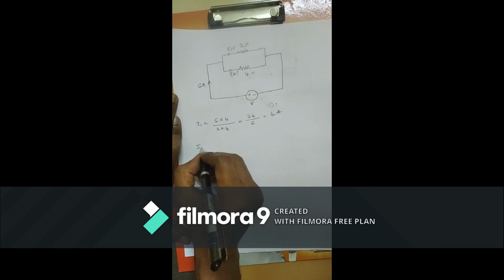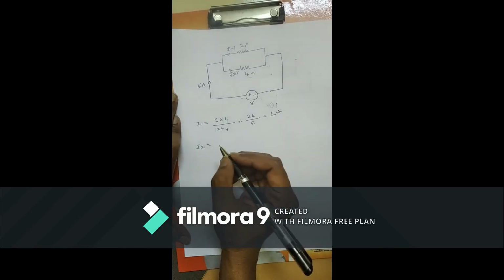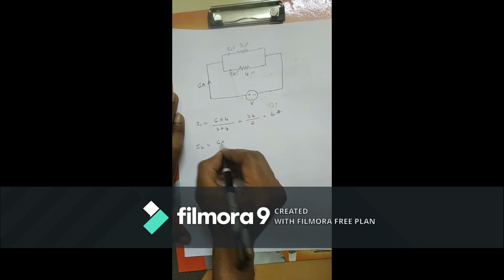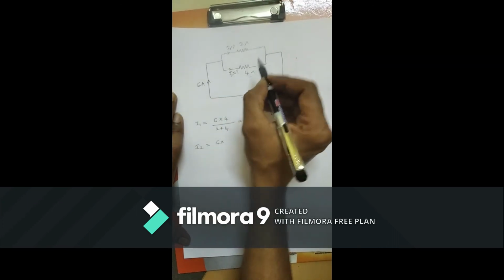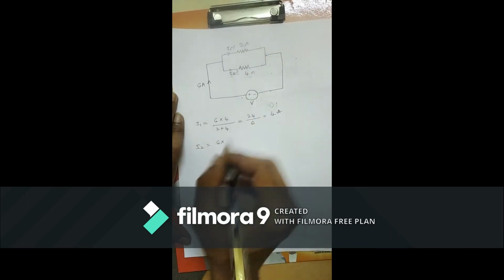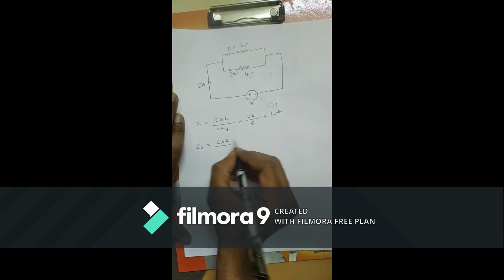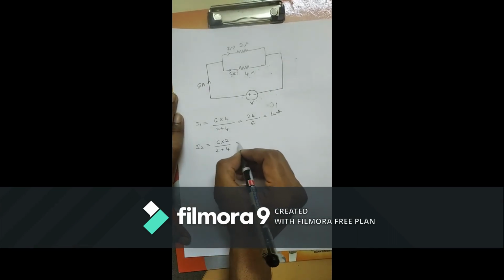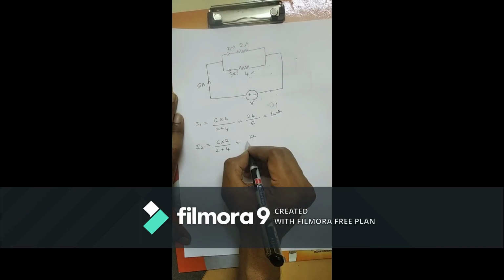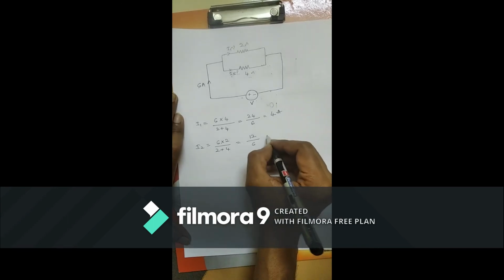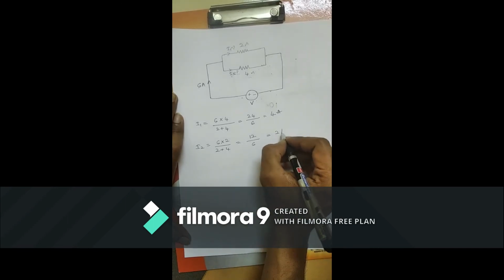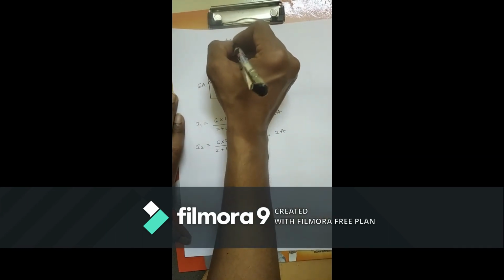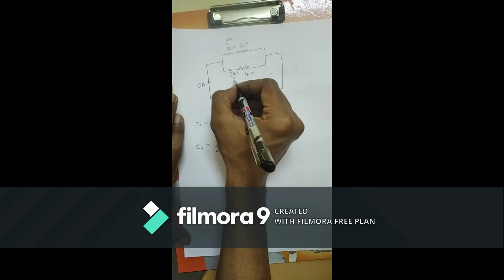Similarly, we calculate the current in the second branch, I2, the current through the 4 ohm resistance. I2 is the total current, 6 amperes, times the resistance of the other branch, which is 2 ohm, divided by the sum of the resistances in the parallel combination, 2 plus 4. So this is 12 divided by 6, which will be 2 amperes. So the value of I1 is 4 amperes and the value of I2 is 2 amperes.